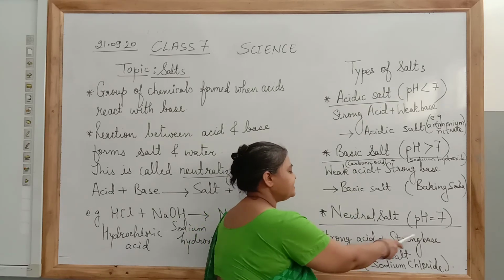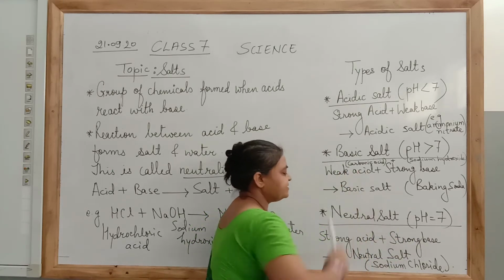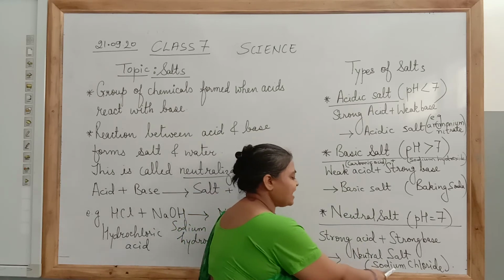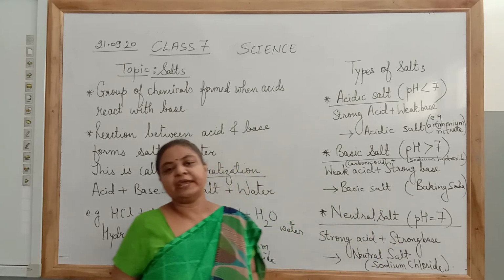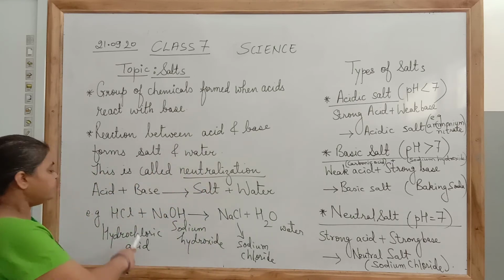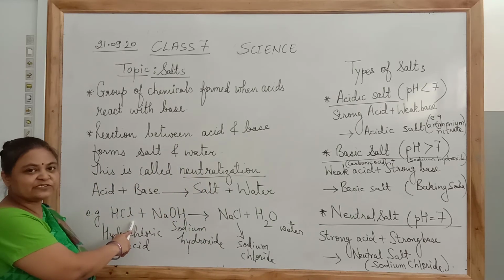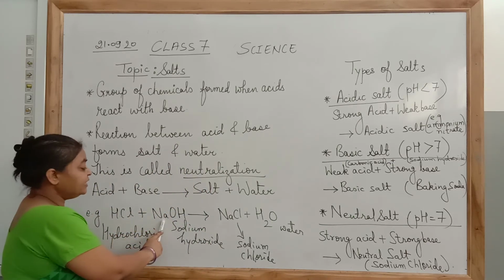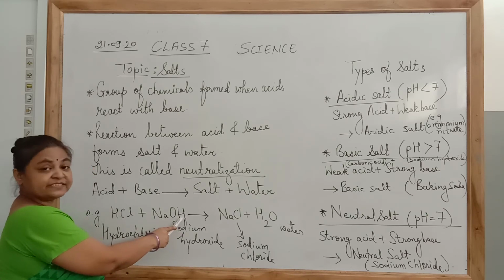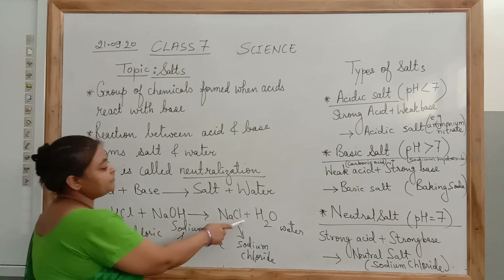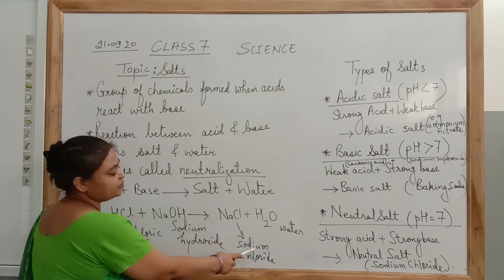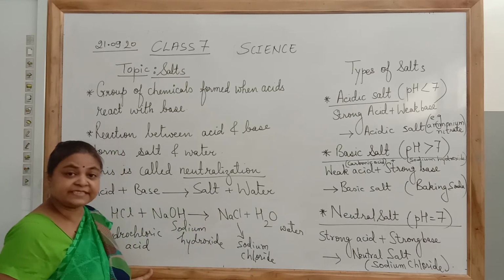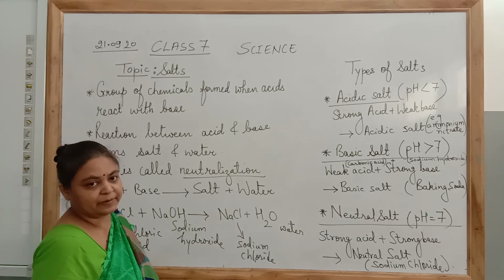Strong acid plus strong base gives neutral salt. Example of neutral salt I have written as sodium chloride. Here in this case, hydrochloric acid is also strong acid. Sodium hydroxide is a strong base. So the salt which is formed, NaCl, sodium chloride, has pH 7, that is neutral.